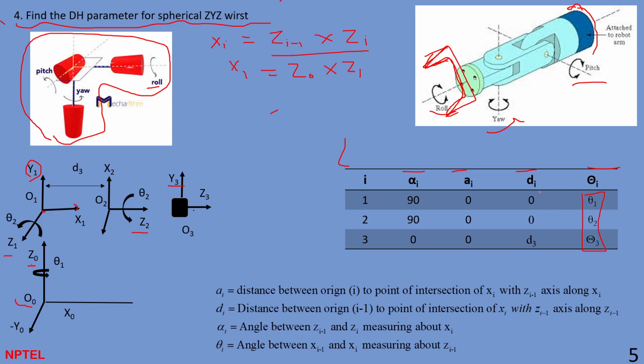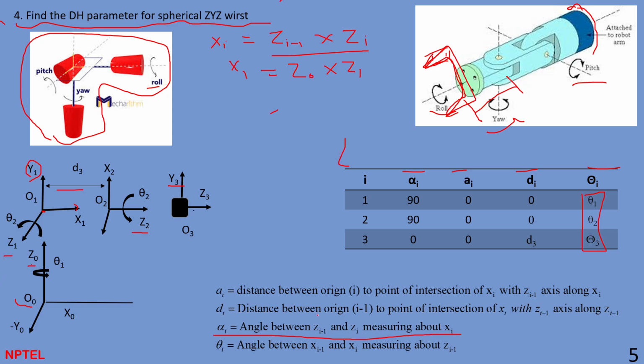Now there is also a d3. When you go from pitch to yaw to roll, there is always some distance taken, to implant this gripper. So d3 you also need to take care of. Also, alpha needs to change at every place, so please be careful while you write alpha.